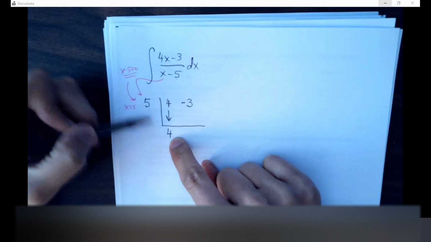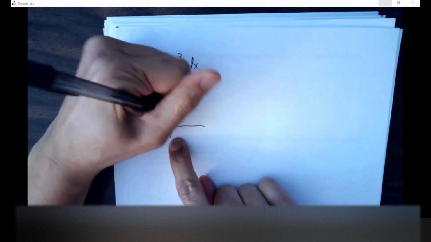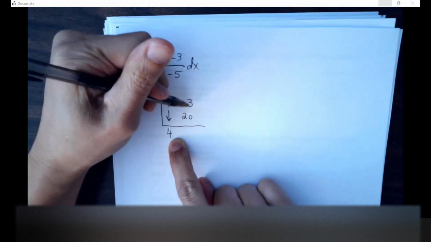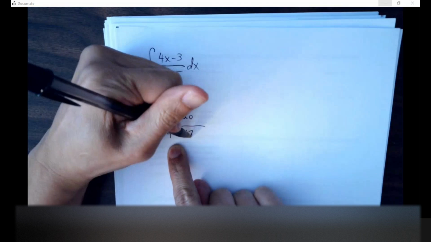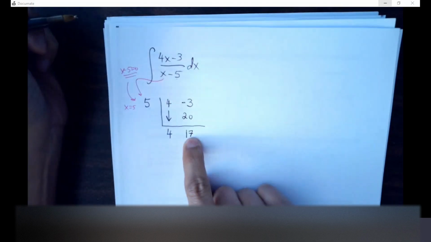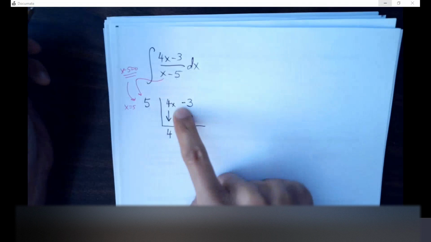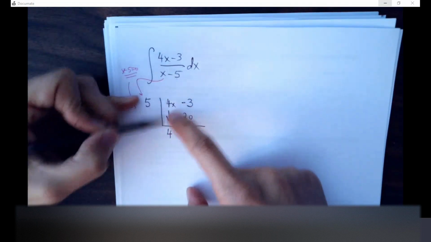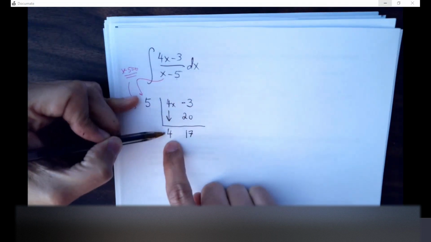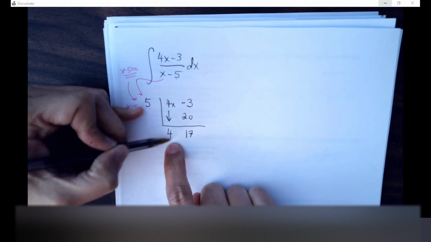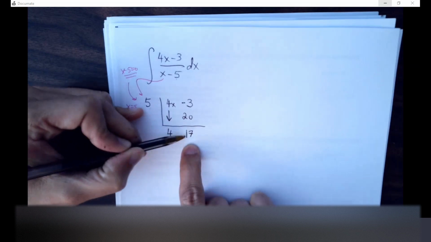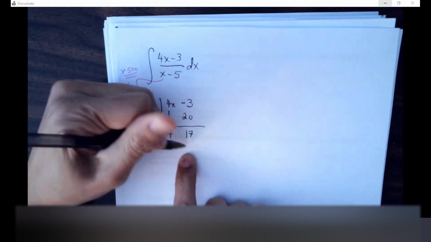Okay, so 4 comes down, we multiply, and we add, and then we stop, because this is 4x, right? So we know that every term that comes down is going to have to be 1 degree lower. This is already a constant, which is telling us this must be the remainder. Oops, -5.